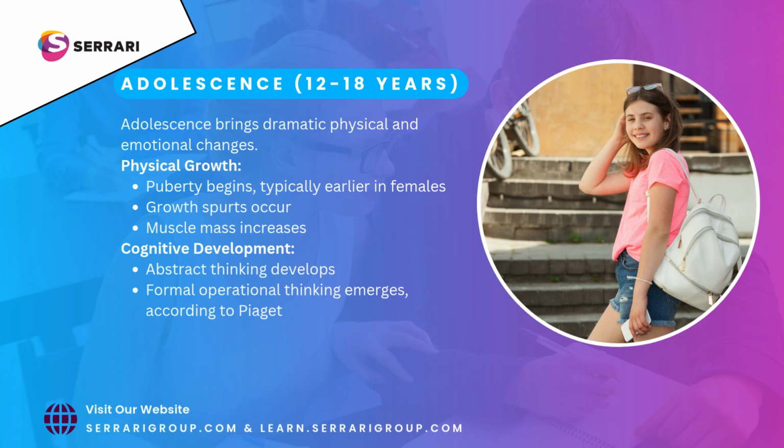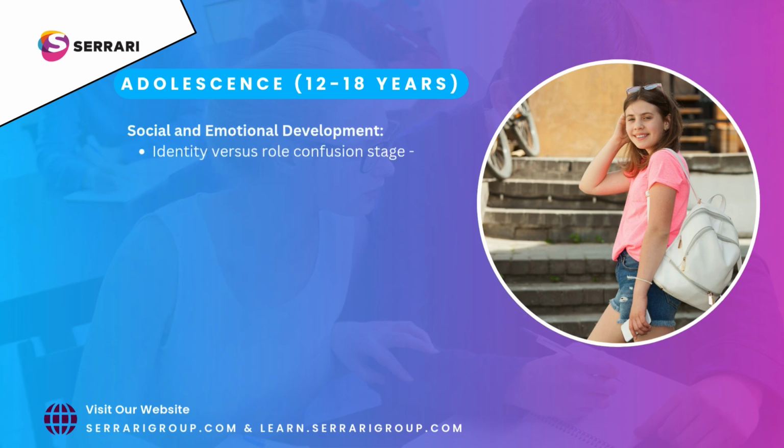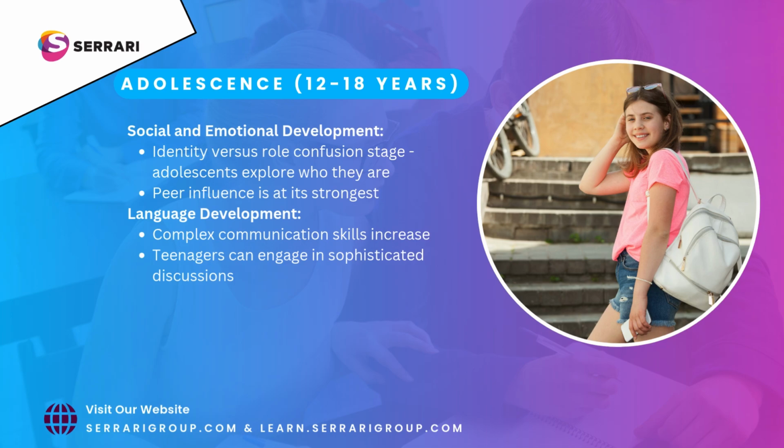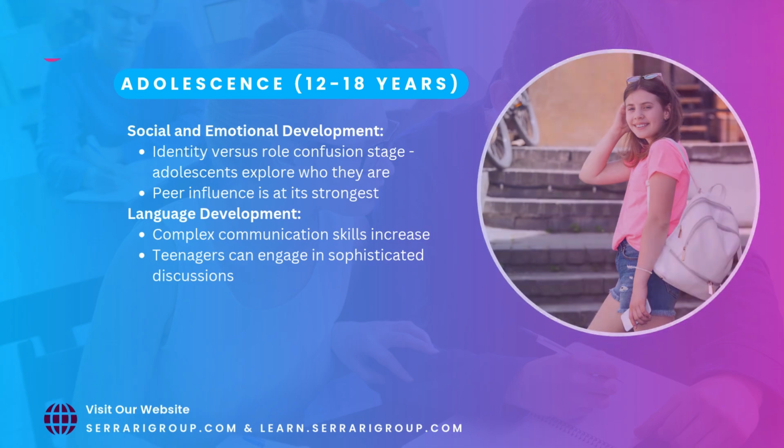Cognitive development. Abstract thinking develops. Formal operational thinking emerges, according to Piaget. Social and emotional development. Identity versus role confusion stage, adolescents explore who they are. Peer influence is at its strongest. Language development. Complex communication skills increase. Teenagers can engage in sophisticated discussions.